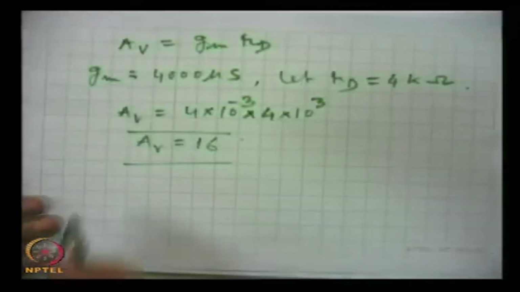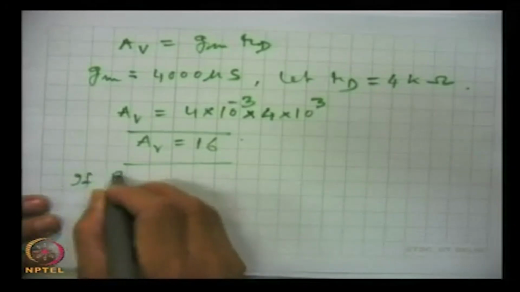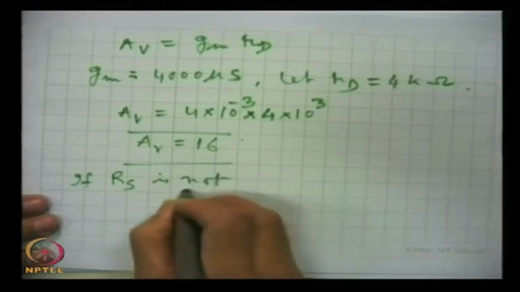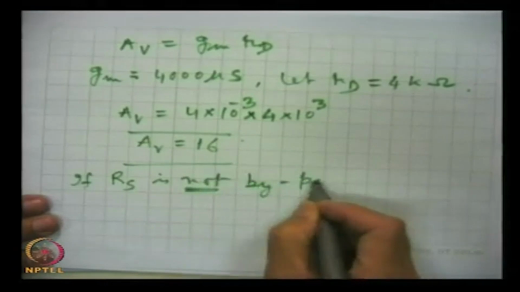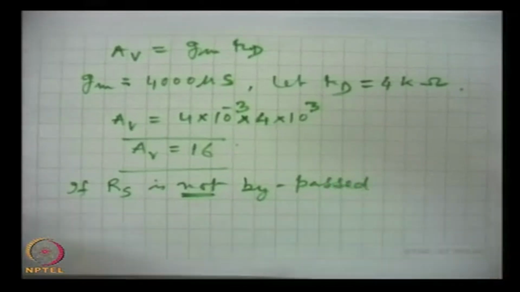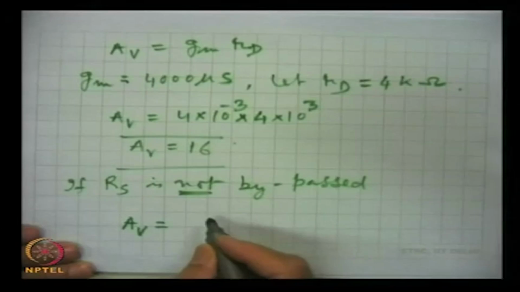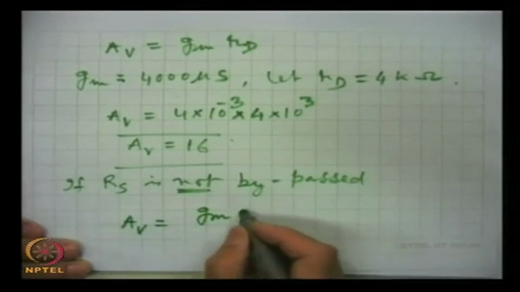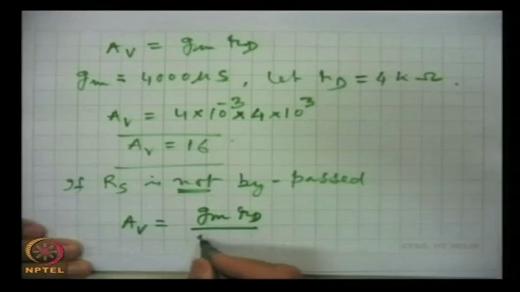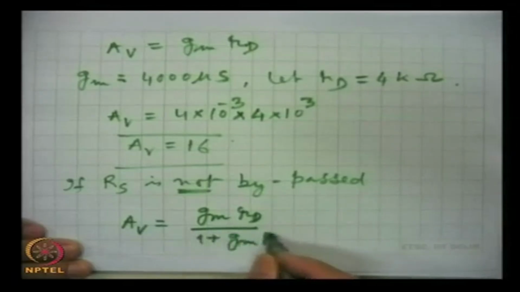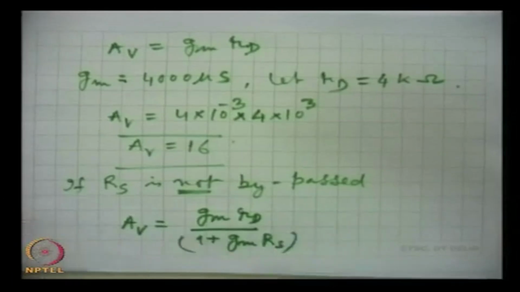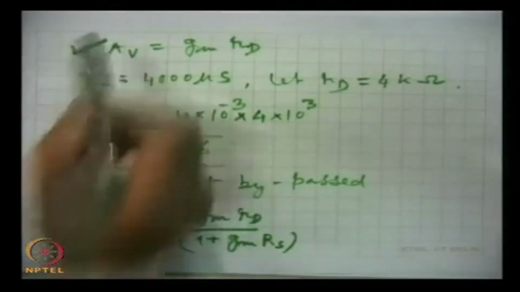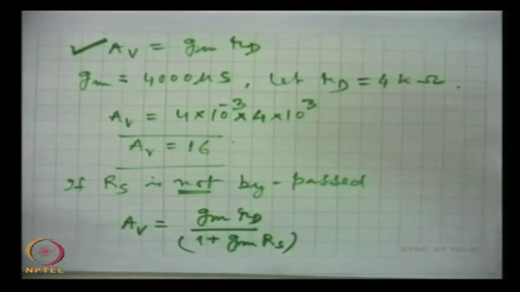So, in that case, if resistance RS is not bypassed, this gain will be reduced, and this is equal to gm RD by 1 plus gm into RS here, and once we bypass it, then this RS becomes 0 and we return to this expression. So, this is about the voltage gain, and then the input impedance.